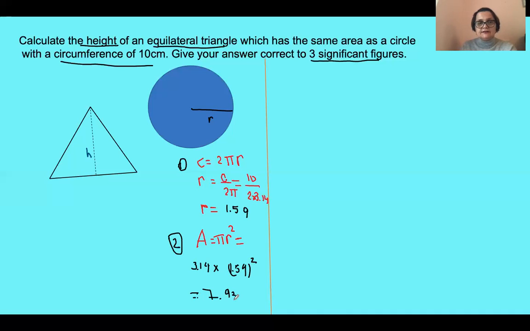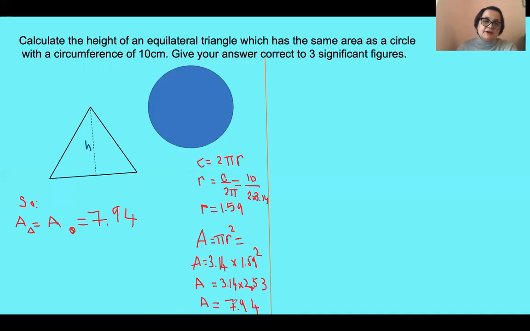7.93. Okay, so this is the answer of the area, which means, there we go, rounded to 3 significant figures is 7.94. Now, that means this is the area, centimeters squared. If you want to write down the measuring unit at this stage, it's still great. So what I've written down here means area of the triangle equals the area of the circle, equals 7.94 centimeters squared.